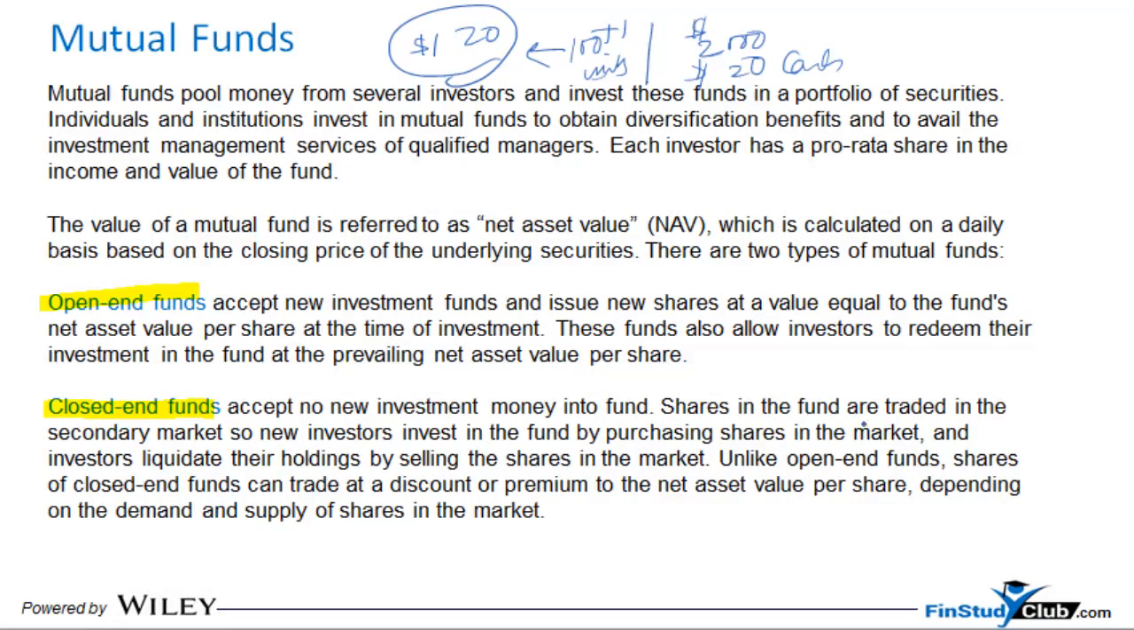So shares in the funds are traded in the secondary market. So new investors invest in the funds by purchasing shares in the market, and investors liquidate their holdings by selling the shares in the market. So these shares are essentially units of these mutual funds, which are bought and sold in the secondary market like any other common stock. Now, unlike open-end funds, shares of closed-end funds can trade at a discount or premium to the net asset value per share, depending upon the demand and supply of these shares in the market.